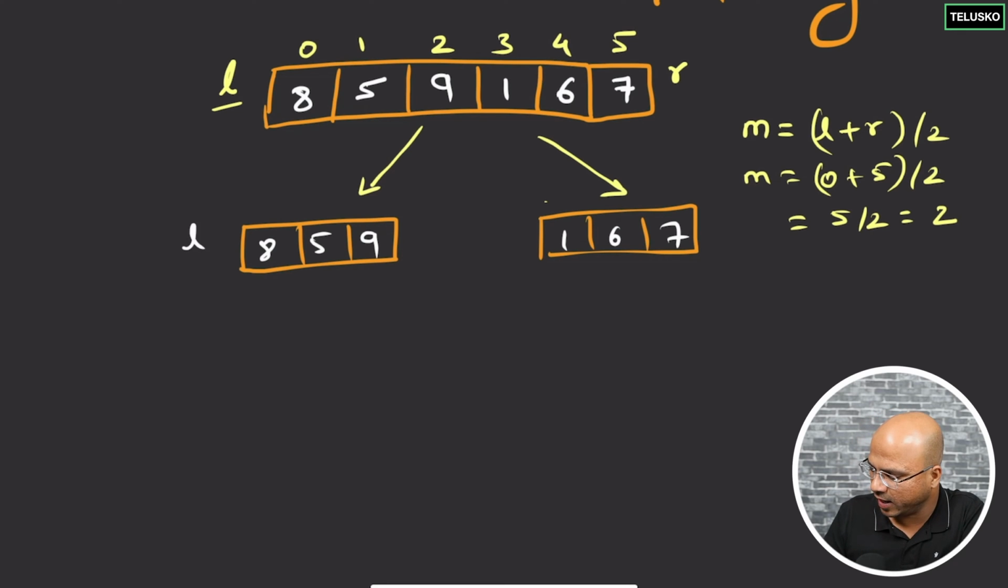Again, you will take L and R here, L and R here. Let's find the median of the first array. How do you get the median? Again, you will say M is equal to (L plus R) divided by 2. So now we can do it quickly.